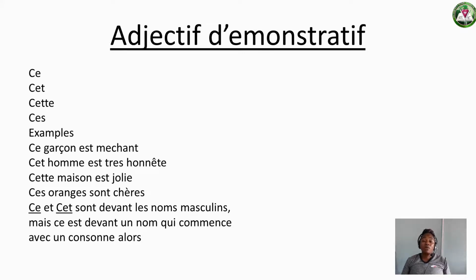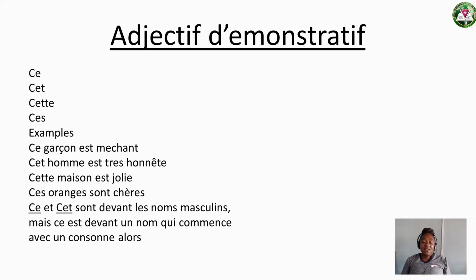Or H muet, that is mute H, a silent H. While cette is still this, but is placed before a feminine noun. Now we have ces, C-E-S. This is placed before plural nouns. It can be masculine, it can be feminine.